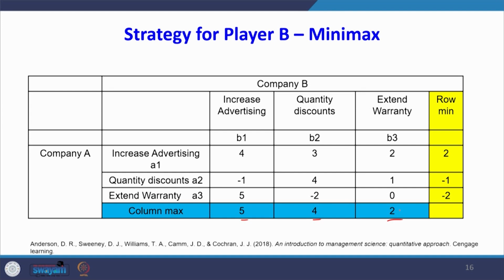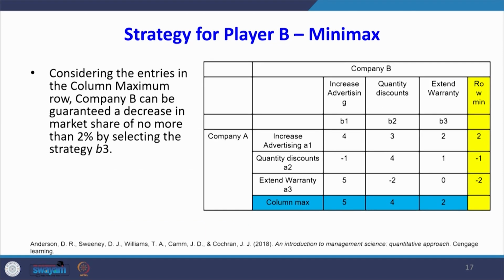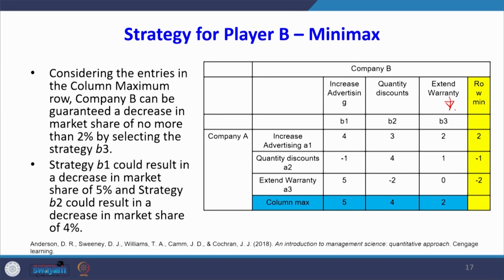So, company B will try to minimize its maximum loss. First we have found the maximum loss, and among those the minimum is 2. So, this strategy is called the minimax strategy, that is, minimizing the maximum loss. Considering the entries in the column maximum row, company B can be guaranteed a decrease in market share of no more than 2% by selecting B3. That is why this company will go for B3.